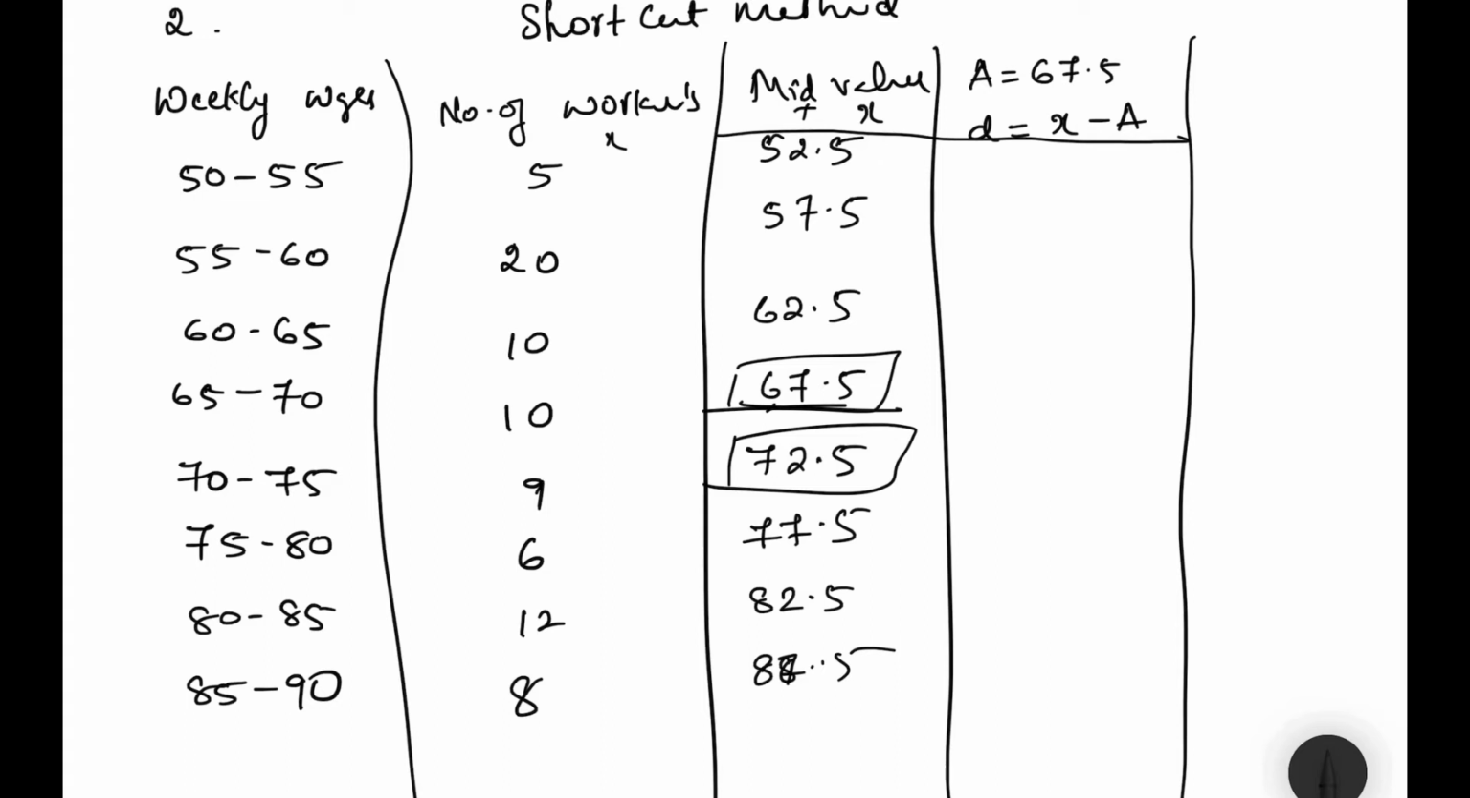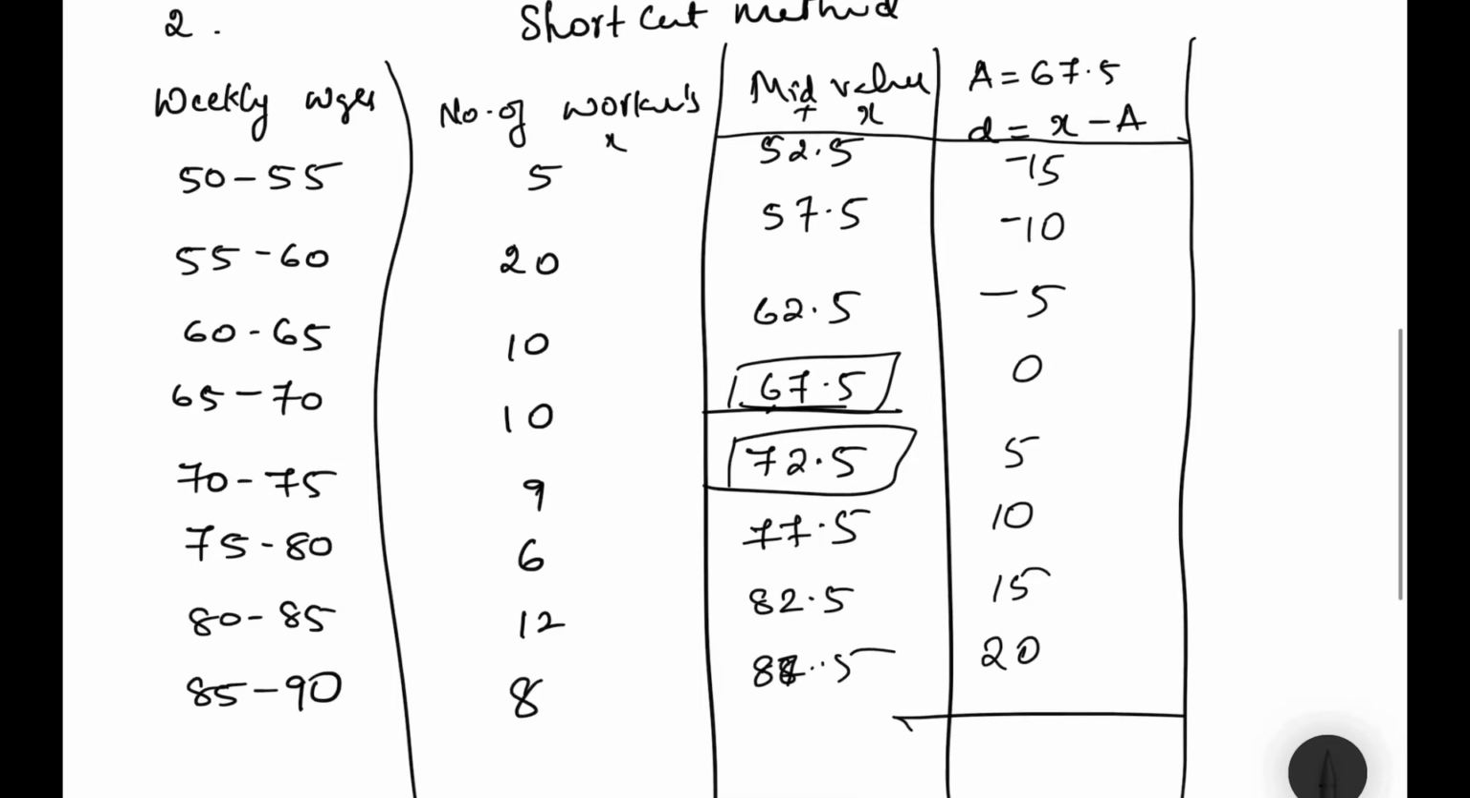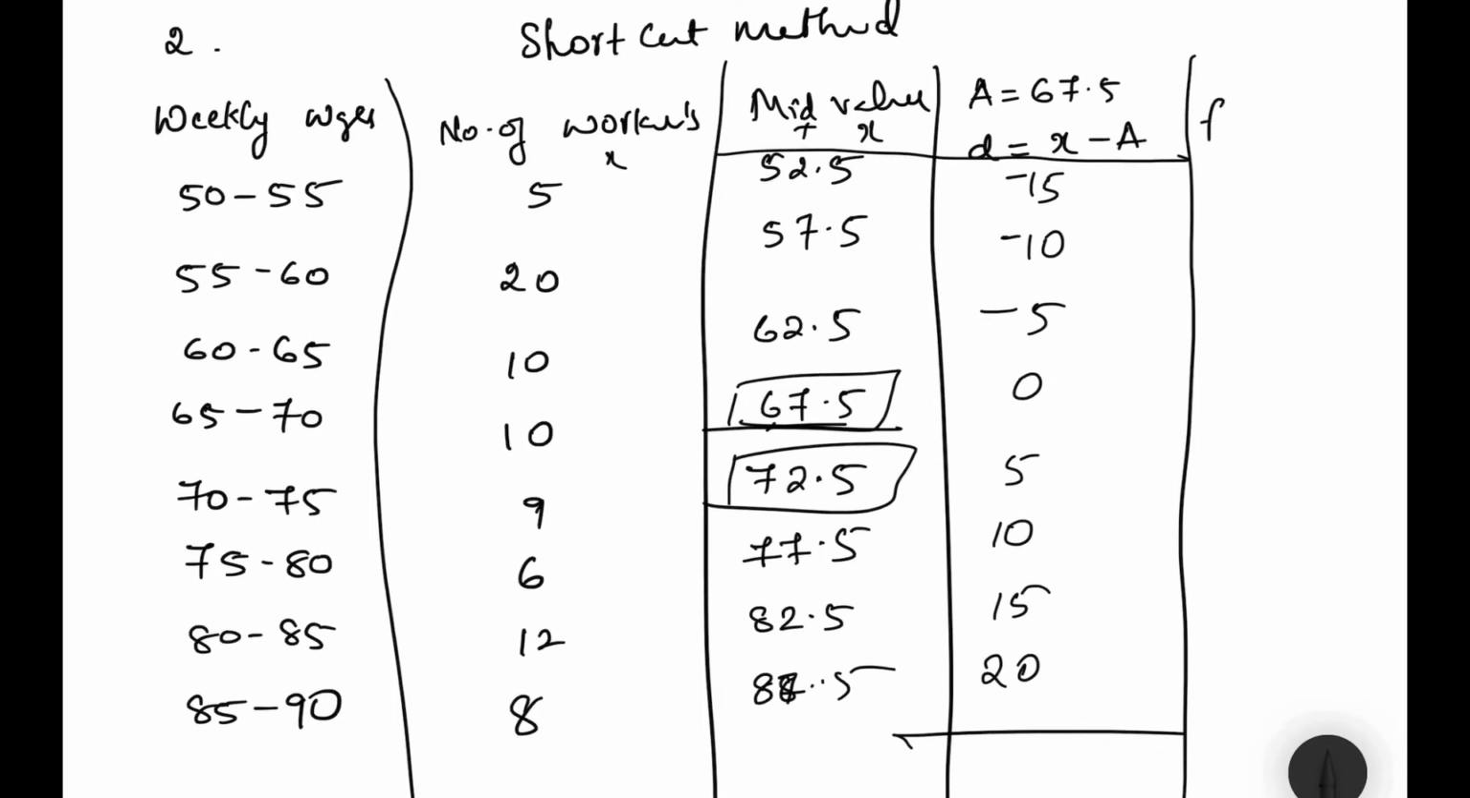52.5 minus 67.5 will give me minus 15. Then this will give me minus 10, minus 5, 0, 5, 10, 15, 20, right? Now this is what I got. Now I need to find f into d. Next thing you have to do is f into d.